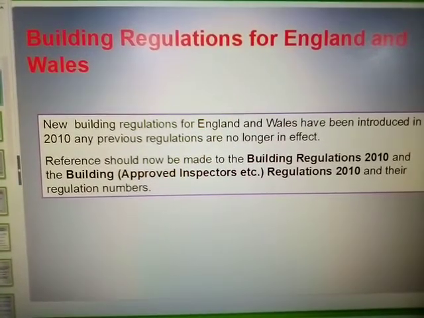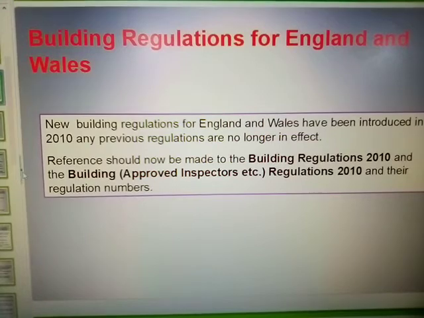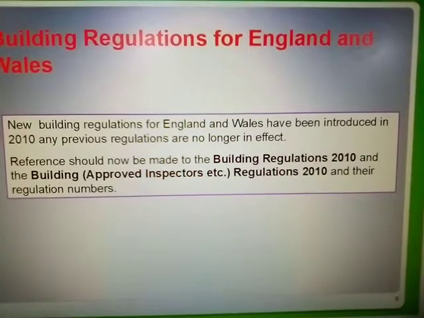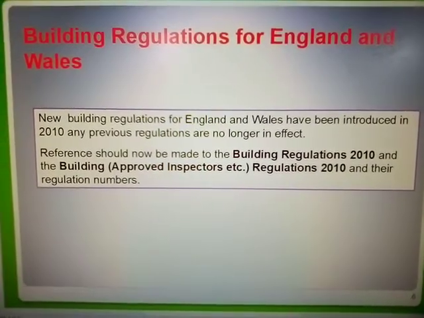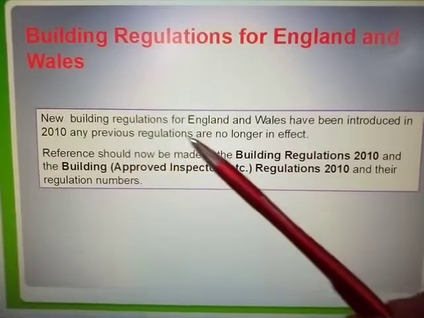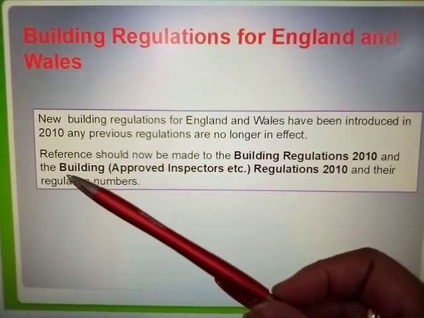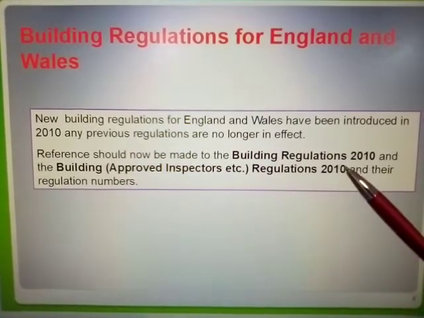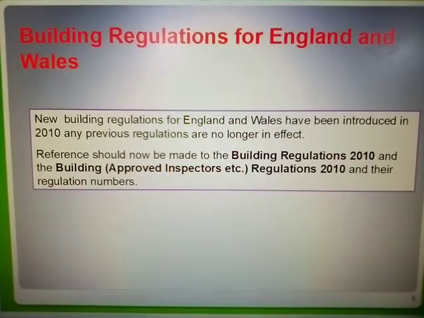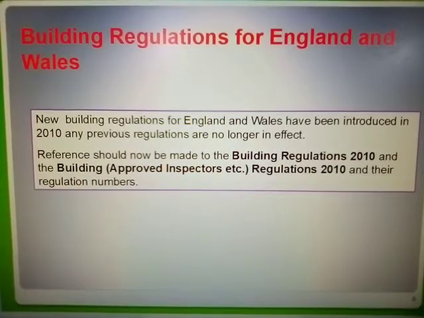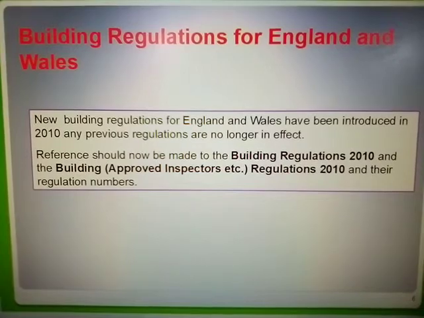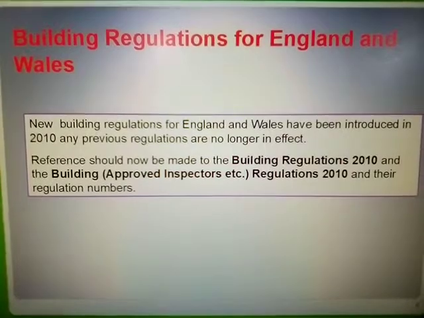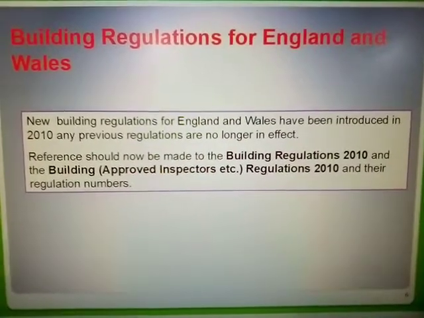Now building regulations for England and Wales. New building regulations for England and Wales have been introduced in 2010, and any previous regulations are no longer in effect. Reference should now be made to the Building Regulations 2010 and the Building (Approved Inspectors, etc.) Regulations 2010 and their regulation numbers. Now again, be aware that there could be changes to that since, so we need to keep an update on that, okay?